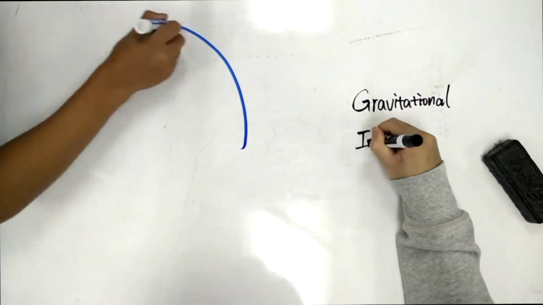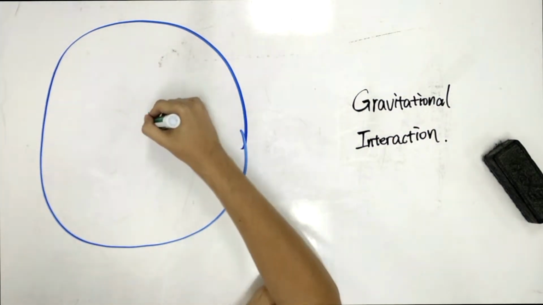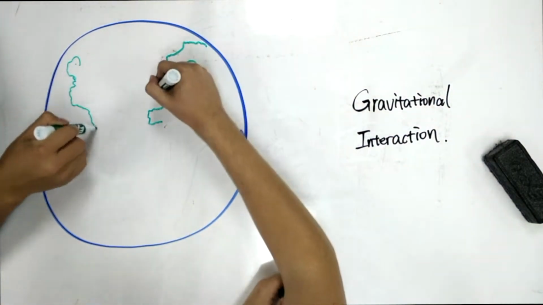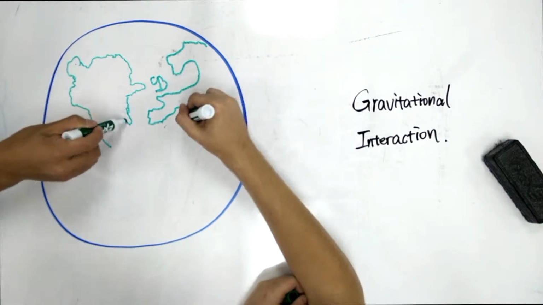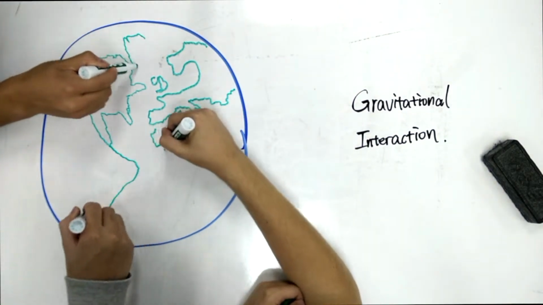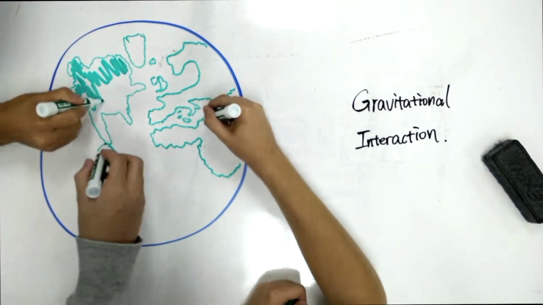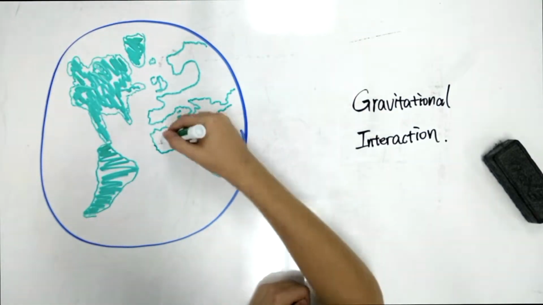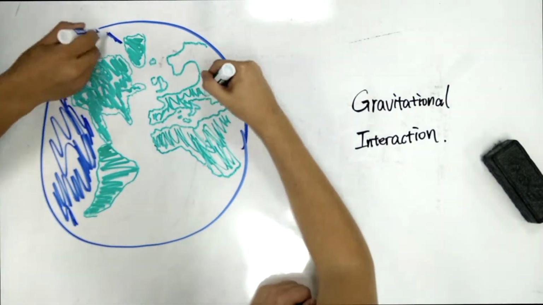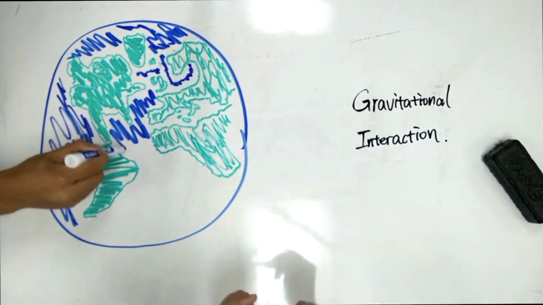Our final interaction is the gravitational interaction, and this causes gravity. Gravity is the attraction between any two objects that have mass. Those two objects are attracted to each other with an equal but opposite force. However, the more massive objects move less towards the less massive object.